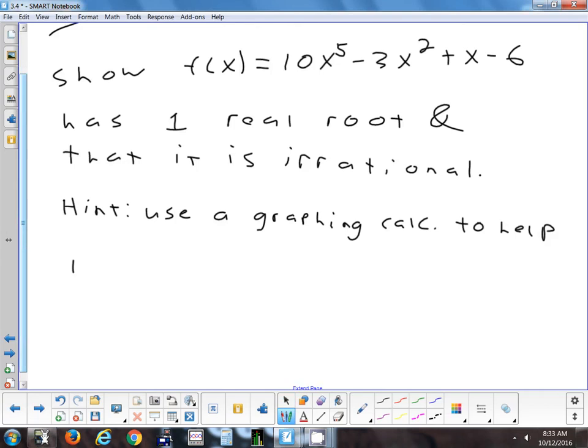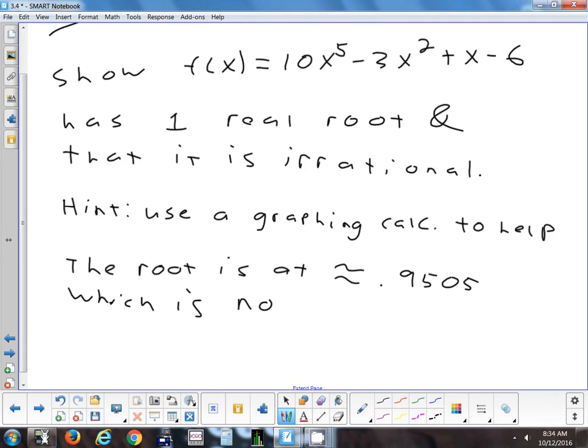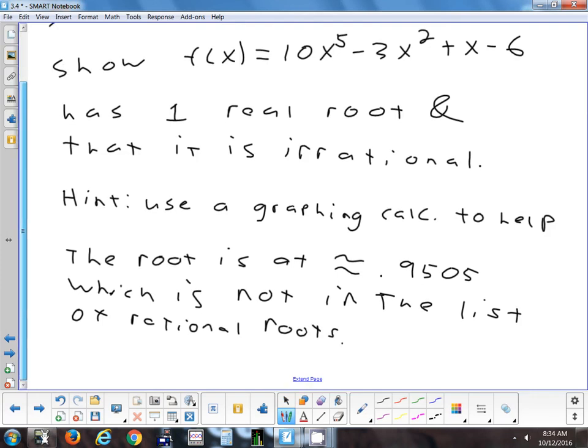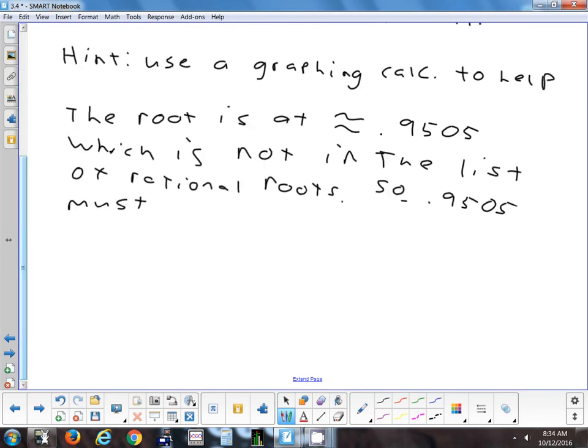So the root is at about 0.9505, which is not in the list of rational roots. So 0.9505 must be irrational. Any other questions on that?